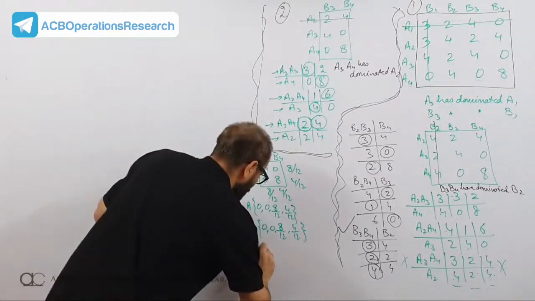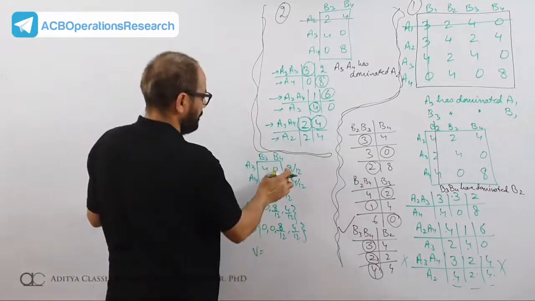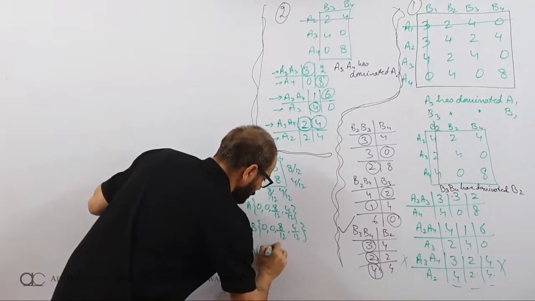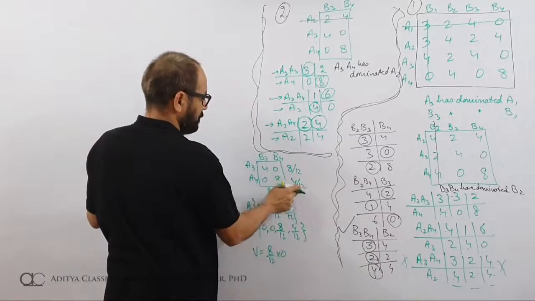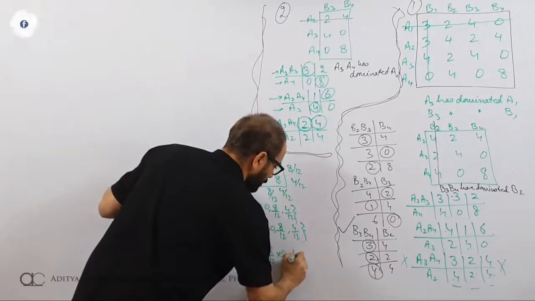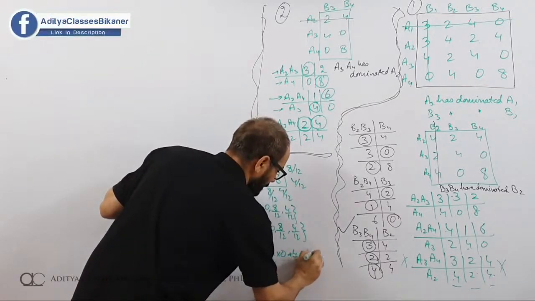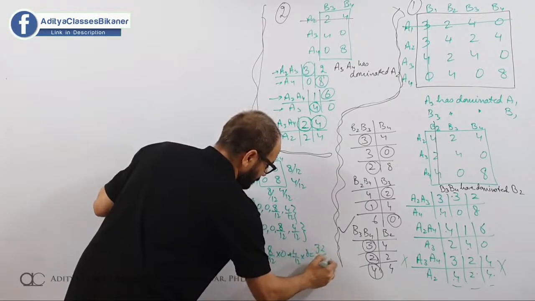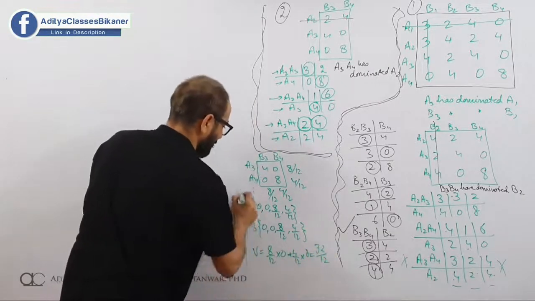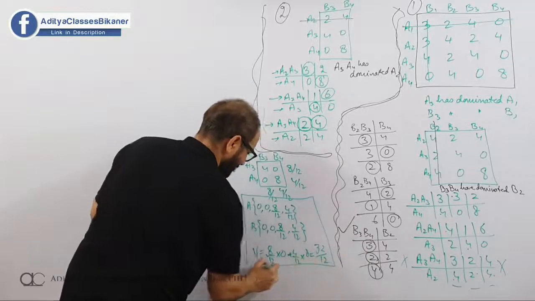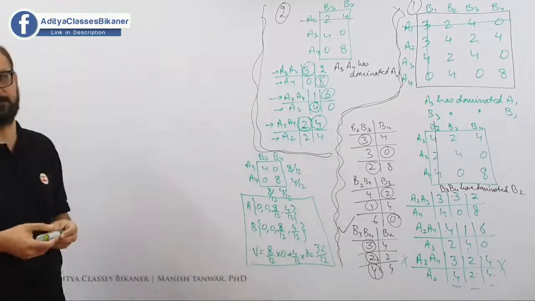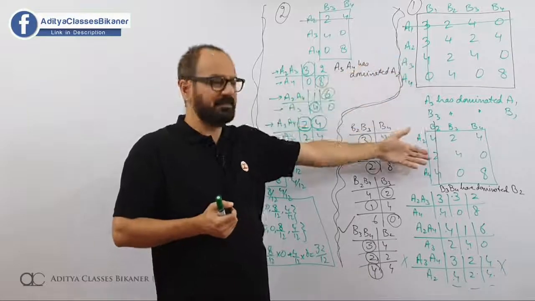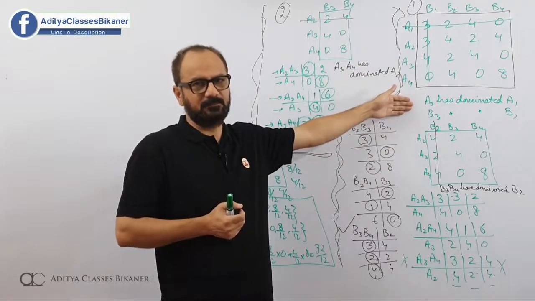What about value? You can pick from here: 8 by 12 into 8 by 12 multiplied by 0, 8 by 12 multiplied by 0, 4 by 12 multiplied by 8, 4 by 12 multiplied by 8, making it 0, you get 32 by, this is my solution. So a game of 4 by 4 got reduced to 3 by 3 using pure dominance.